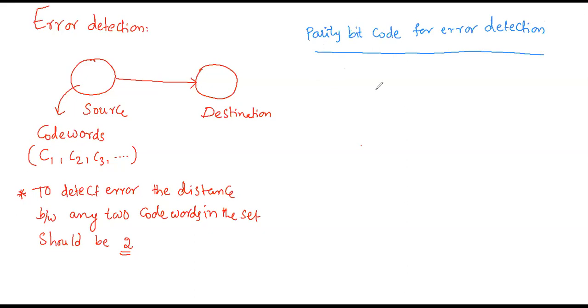Now take some data you are transmitting. Say a 3-bit binary word you are transmitting. With 3 bits, how many combinations will we get? 0 0 0, 0 0 1, 0 1 0, and so on.